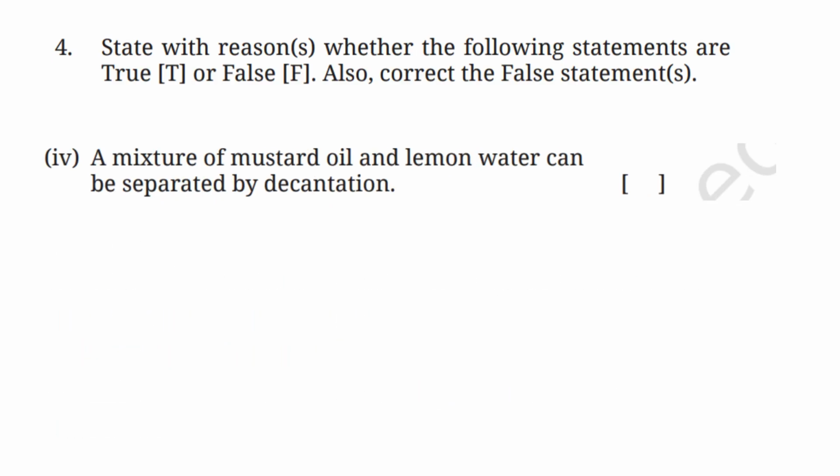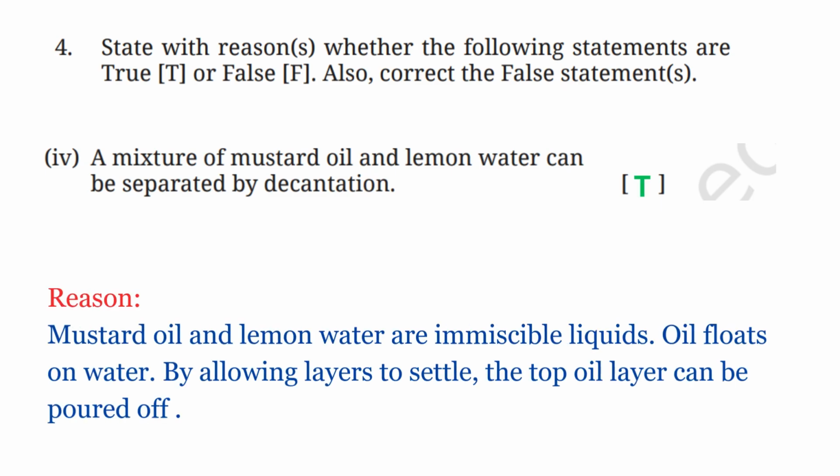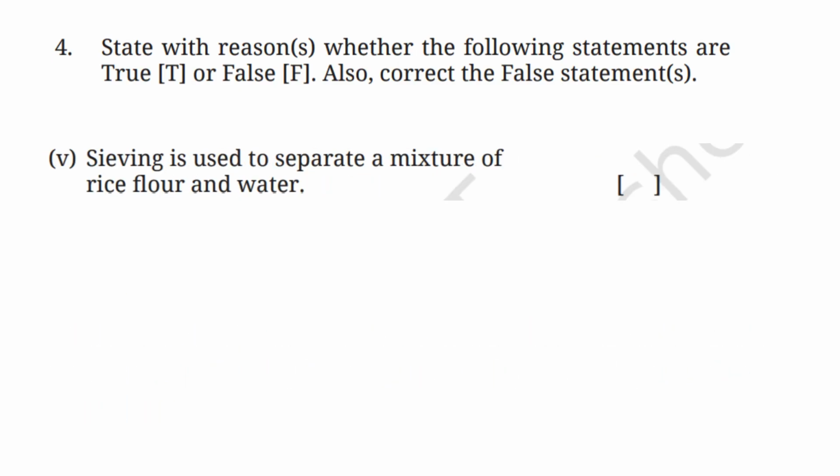Fourth statement is a mixture of mustard oil and lemon water can be separated by decantation. So, this statement is true because mustard oil and lemon water are immiscible liquids, right? Oil floats on water. By allowing layers to settle, the top oil layer can be poured off.